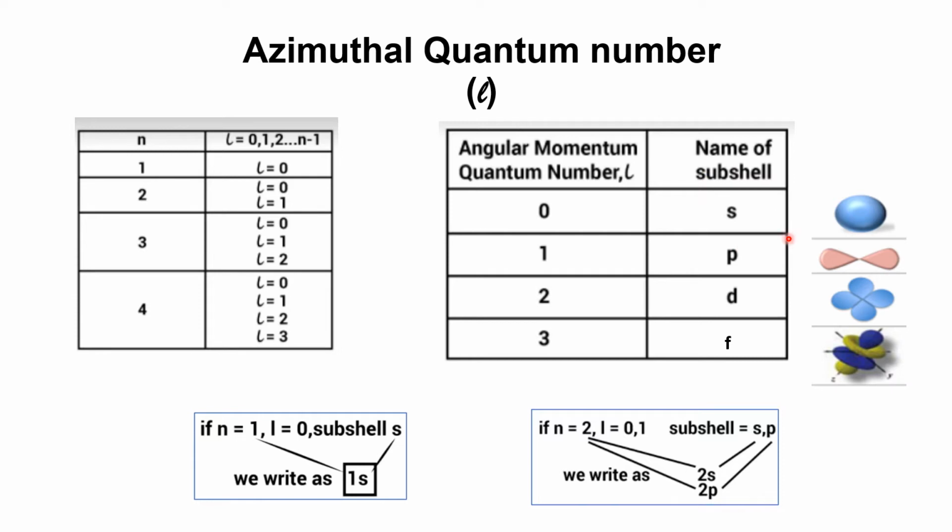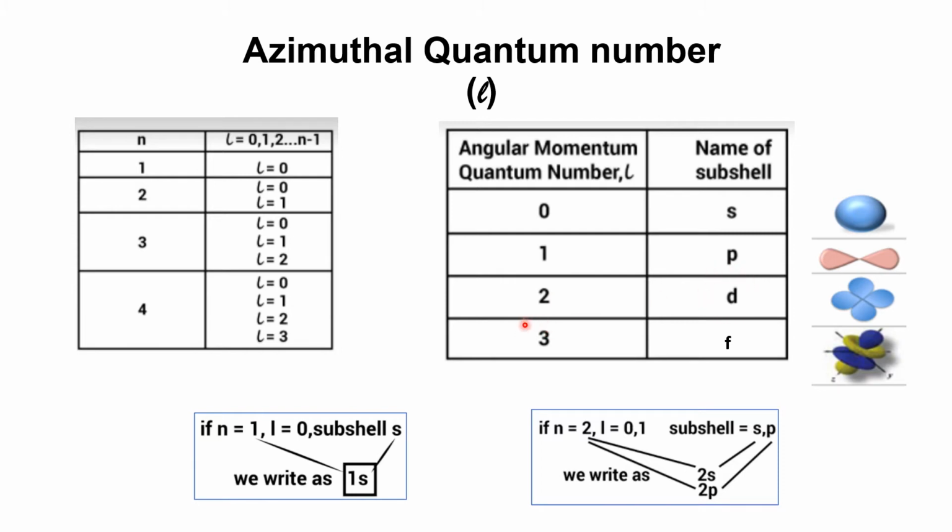So what does this subshell mean? If the angular quantum number, which is also the azimuthal quantum number, that is small l, is 0, then we say that the name of the subshell is s. If the value of l is 1, then the subshell is p. If l is 2, then the name of the subshell is d.